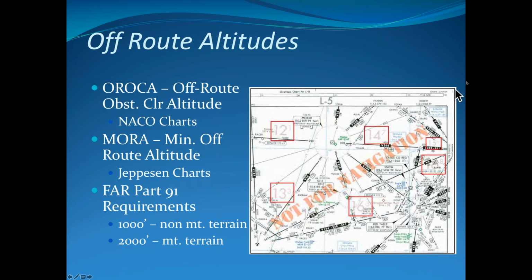And there's what I'm getting confused here. 1,000 for non-mountainous terrain, 2,000 if it's in a mountainous terrain. So we know that this is a mountainous terrain, so this is giving us 2,000 foot obstacle clearance in this box. If we're out on the plains, we're only clearing obstacles by 1,000 feet. That's where the confusion was.